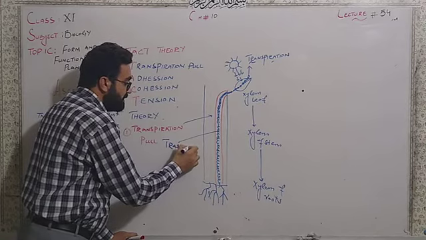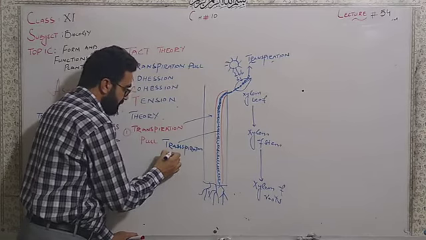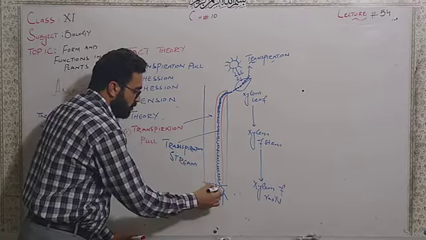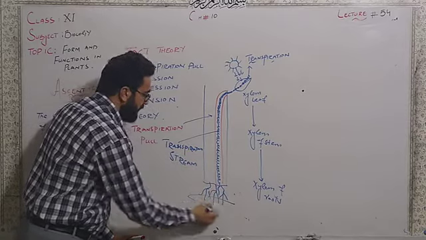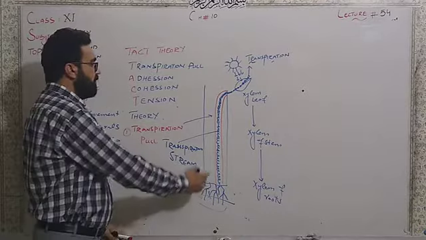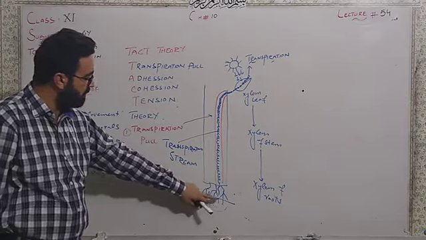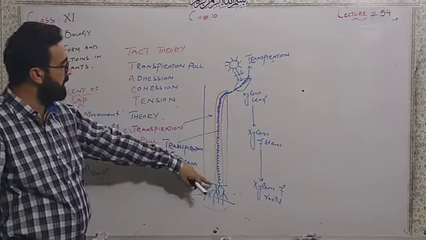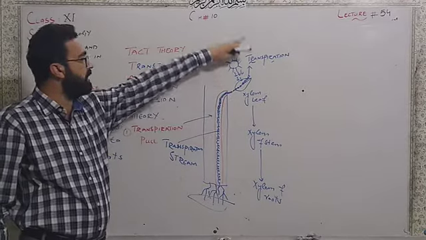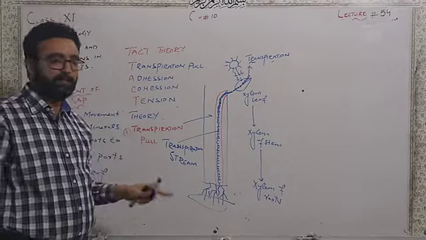So this transpiration pull will draw more water from the root xylem, and the root xylem will draw water from the soil. So a continuum will form in which water will go from the soil to root xylem, root xylem to stem xylem, stem xylem to leaf xylem, and leaf xylem to the environment. So this is the most acceptable theory.